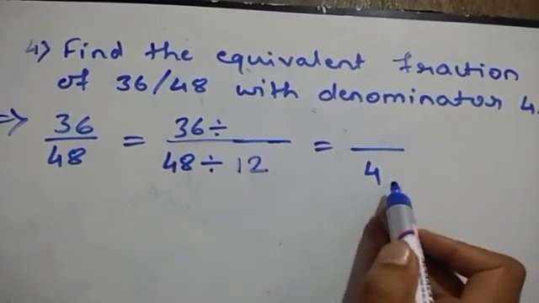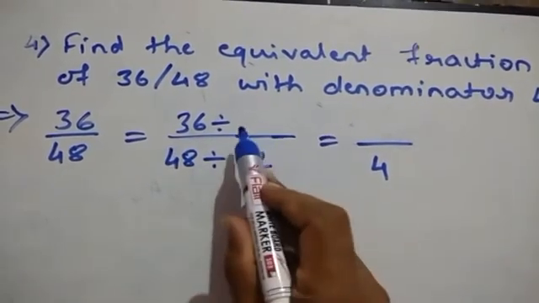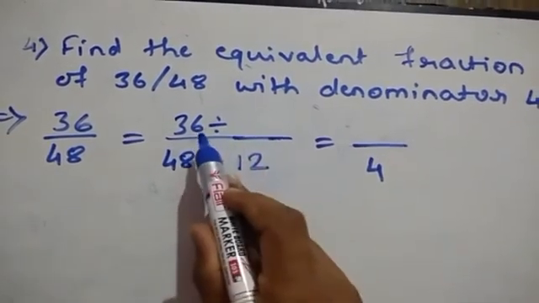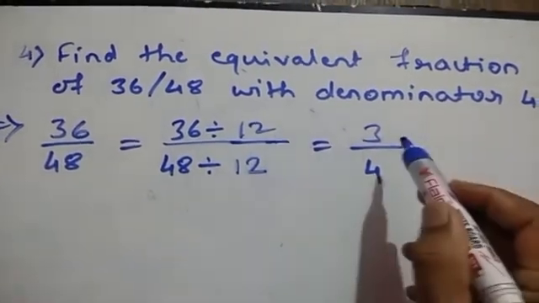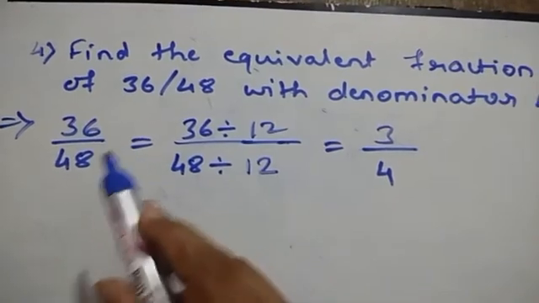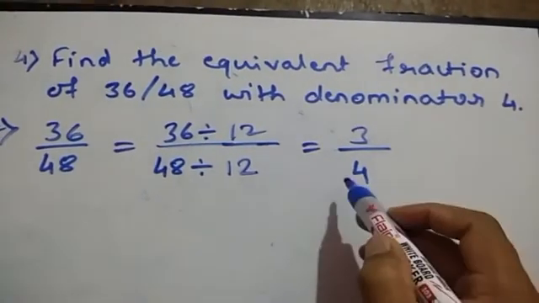Yes or no? If we divide the denominator by 12, we have to divide the numerator also by 12. So divide this 36 by 12. Therefore 36 divided by 12 is 3. Therefore the equivalent fraction of 36 upon 48 is 3 upon 4. Now in this fraction we got denominator 4.